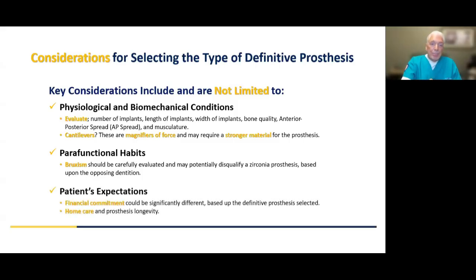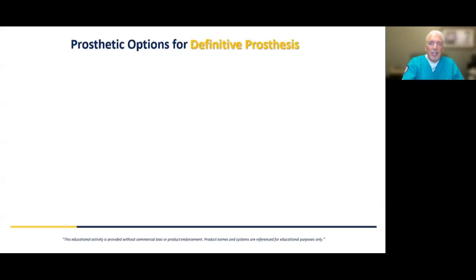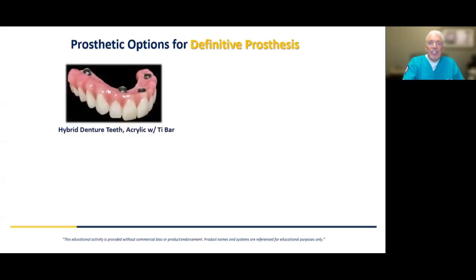Then there's the patient's expectation from a financial commitment, because there can be a significant price difference to the patient among the different restoration options I'm going to show you in the next couple of slides. And also their home care. How well are they going to be able to do their home care will make a little difference. I'll talk about that more on each of these restorations as I bring them up. Okay, so let's get into that right now.